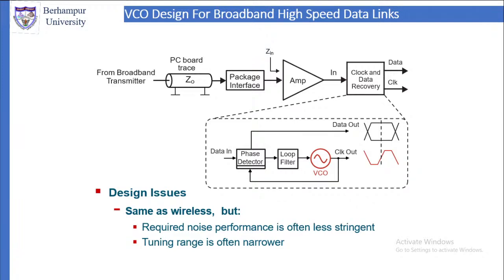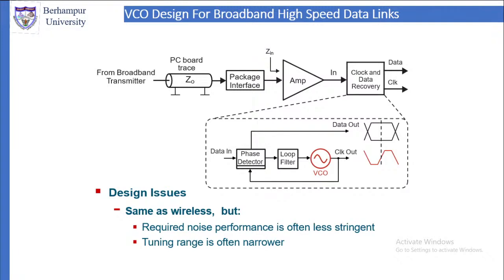From the loop filter it goes to a VCO, voltage controlled oscillator. The output of the voltage controlled oscillator again comes back as the feedback to the phase detector. So the phase detector detects the phase between the data input and the VCO output. Accordingly, it will go to the loop filter.